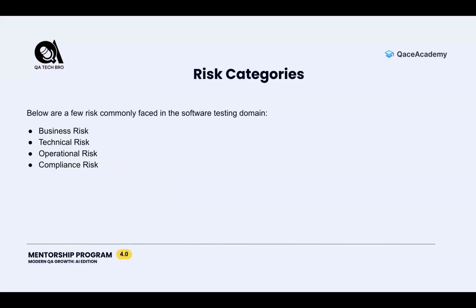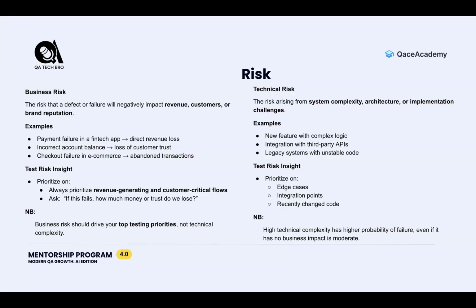And then we have a few risk categories: business risk, technical risk, operational risk, and compliance risk. As I said earlier when starting this session, one of the beautiful things about it is that I have also learned myself, because all of these things depend on understanding what the individual risks are.